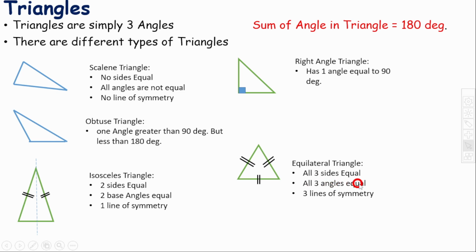Then all the angles are equal. This angle here is equal to this angle, is equal to this angle. And mostly it's 60 degrees. 60, 60, 60. 60 times 3, 180. So all the angles are equal. Then how many lines of symmetry? 3 lines of symmetry. The line of symmetry goes like this. 1. Another one goes like this. 2. Another one goes like this. 3. 3 lines of symmetry for an equilateral triangle.